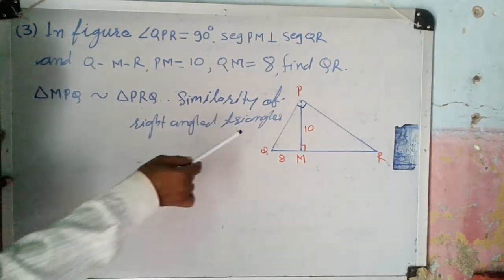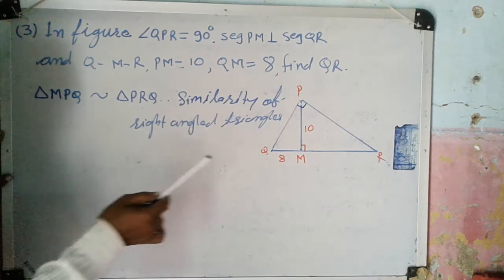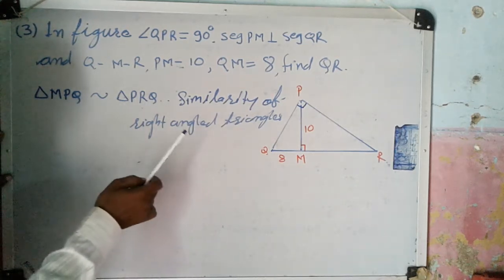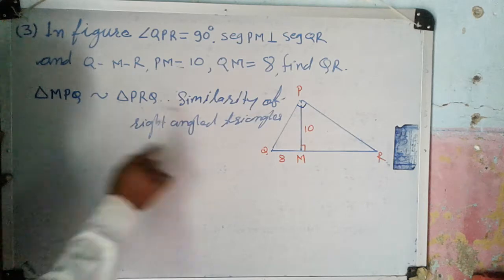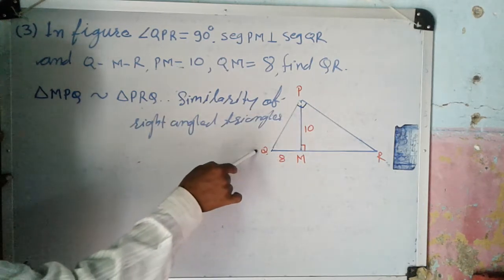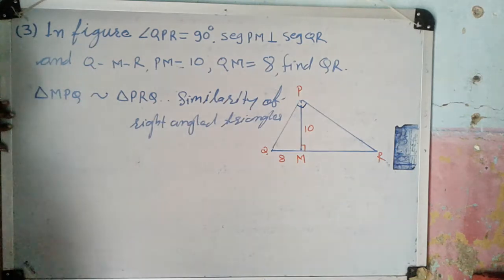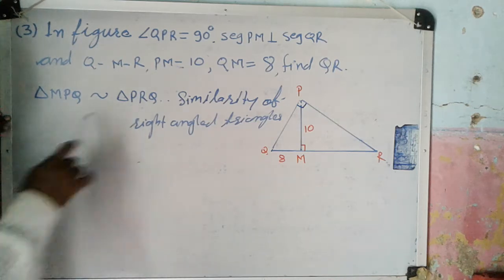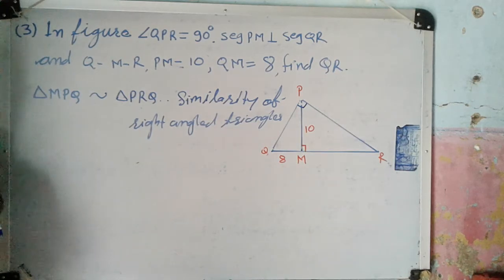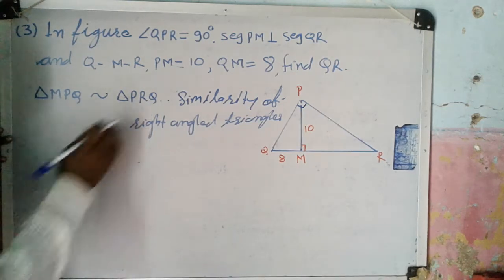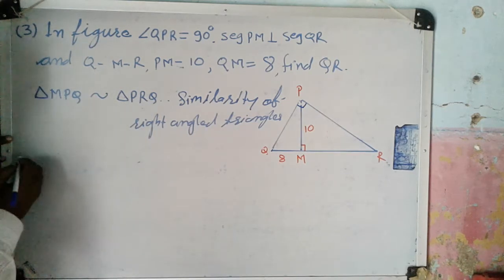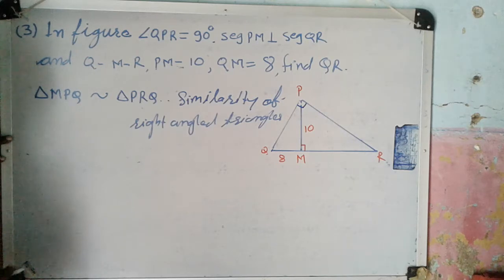Now see here the one-to-one correspondence of vertices of these two triangles: triangle PMQ and triangle PRQ. This is the corrected one-to-one correspondence of vertices. Okay, now using this correspondence, we will take the ratio of corresponding sides.